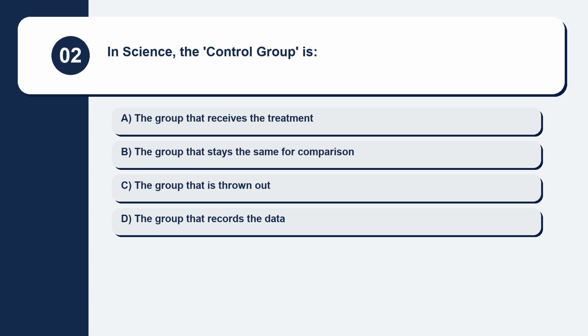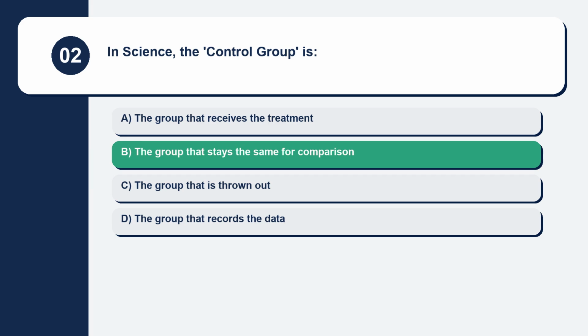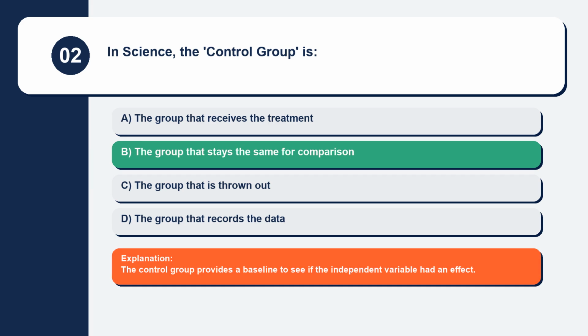Question 2. In science, the control group is the group that receives the treatment, the group that stays the same for comparison, the group that is thrown out, the group that records the data. The control group provides a baseline to see if the independent variable had an effect.